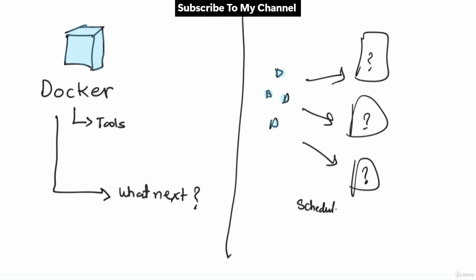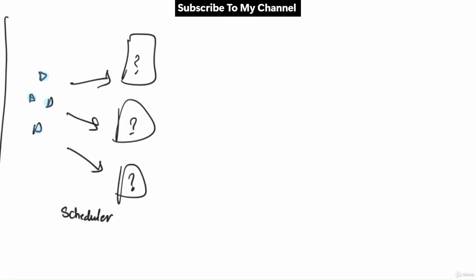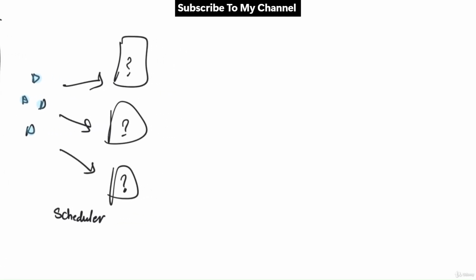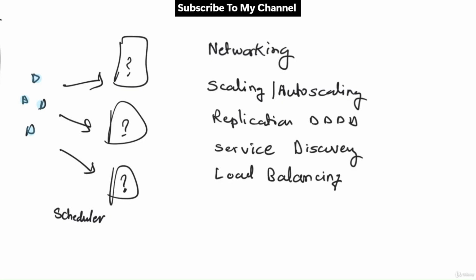And then there were many other features needed to run those applications at scale, at production scale, and do it in a reliable way. Features such as networking the containers, because if you run two different containers on two different hosts, how do you connect those? And then some of the interesting features that you would need would be scaling, auto scaling, maybe replication, service discovery, load balancing, and so on.